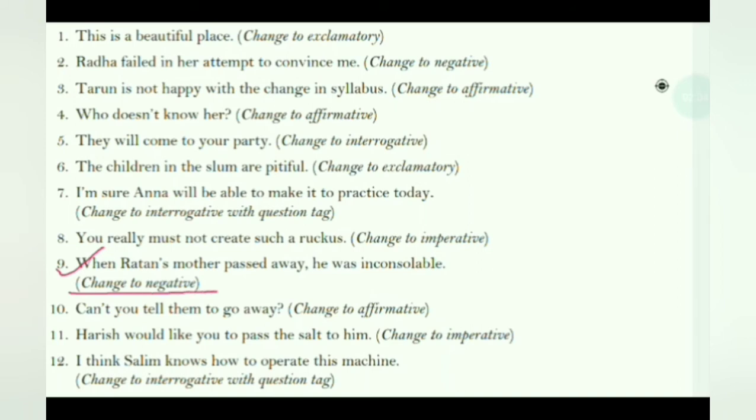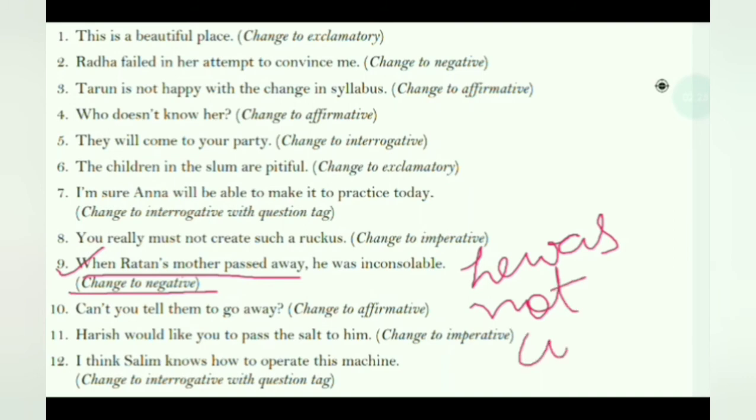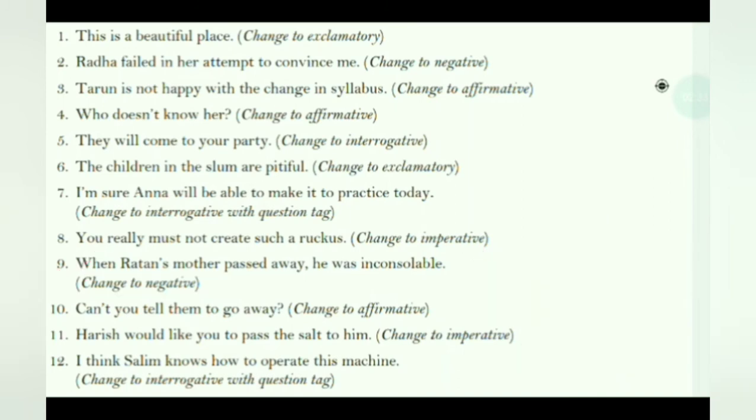The next one is, "When Ratan's mother passed away, he was inconsolable." The instructions in the brackets are change to negative. So the first part would be the same, "When Ratan's mother passed away." After that, "he was not consolable," the opposite of inconsolable. Clear? Remember that we mustn't change the meaning of the sentence.